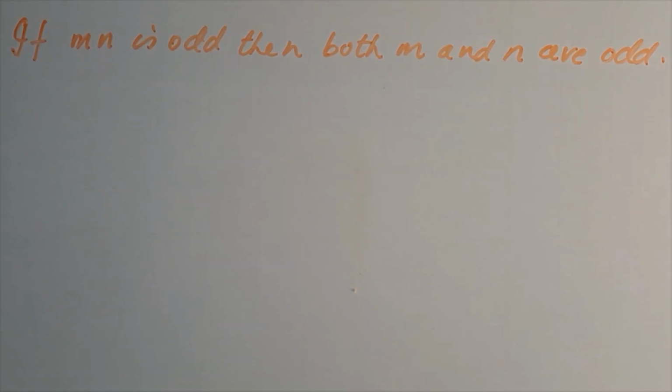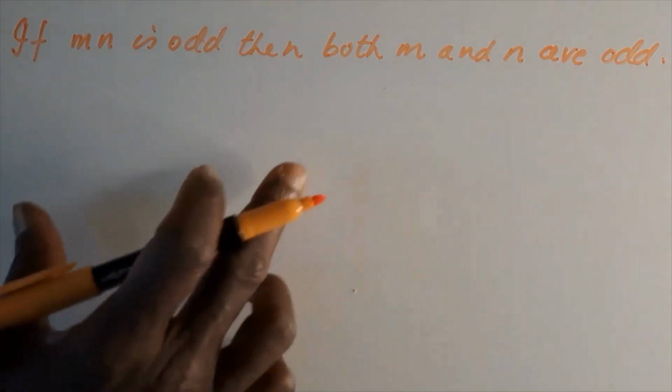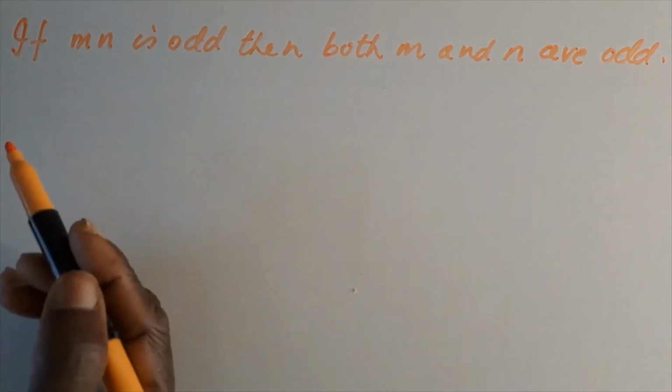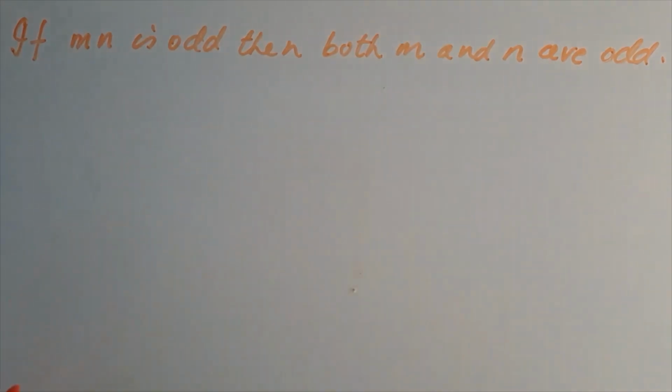Hello. If m times n is odd, then both m and n are odd. What I'll use today is something called a contrapositive. What it means is that we have an implication here, we just negate both ends of the implication and solve that. Sometimes it's a lot easier to do that than to solve it as it is.